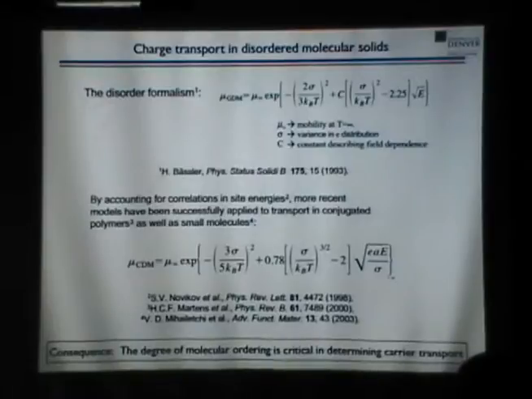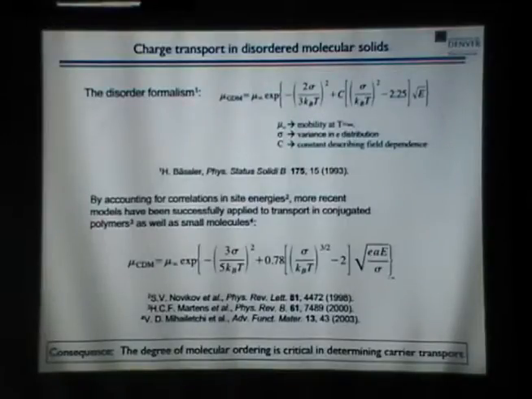Okay, so what one can do then is use that microscopic description, that molecular level description, put that into a Monte Carlo simulation, and then describe charge transport on a lattice, and come up with a global description for the mobility, that is the velocity divided by the electric field, as a function of the statistics of the energy in the lattice. So what are the statistics?